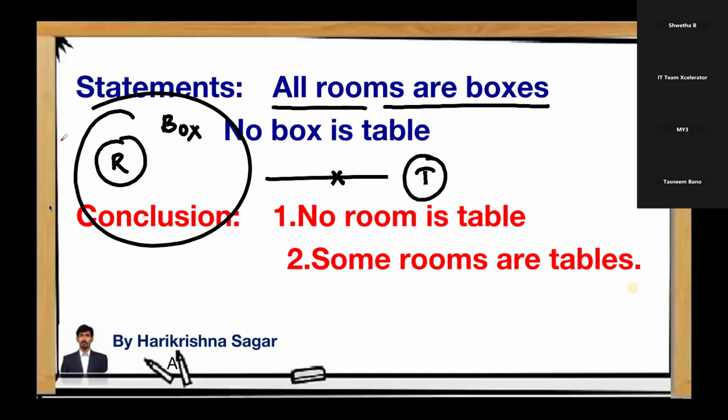Now have a glance at the conclusions to decide which conclusion is correct. No room is a table. Is that true? Rooms are here, tables are here. So no room is a table is the correct conclusion? Yes, sure. Some rooms are tables is definitely wrong. Rooms and tables are not overlapping at all. Anjula, how come both are false?